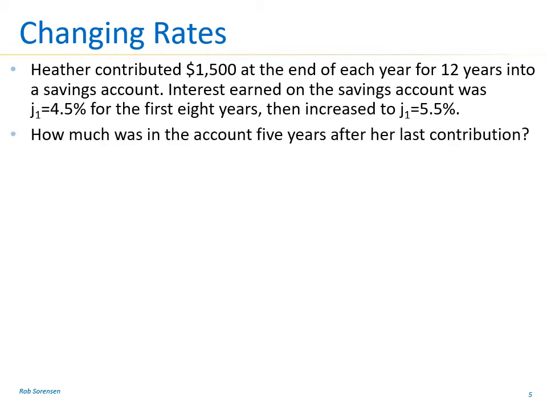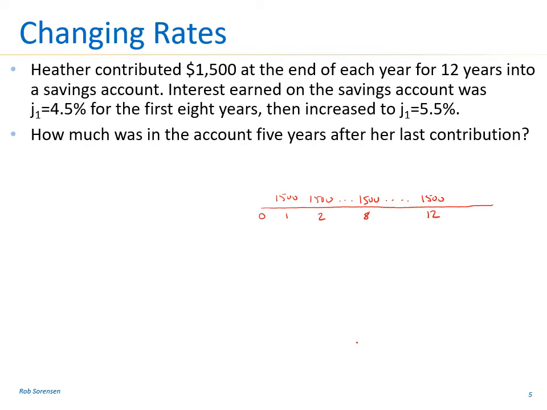And we want to find out how much was in her account at the end of, not just the end of her contributions, but 5 years after the last contribution came along. So I'm going to draw a little timeline to help get organized first. So there we go. And here we are at the beginning. And she's going to put in $1,500 a year for the first eight years. I know she's going to keep going all the way up to 12 years, so I'll put that in there as well. But I put 8 in because I know that's when the rate changes.